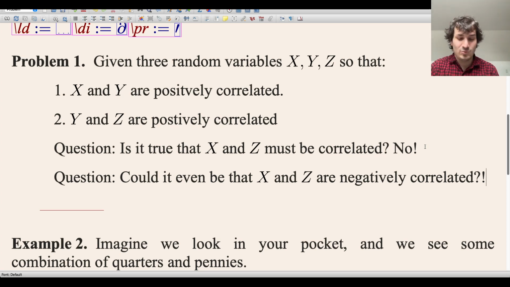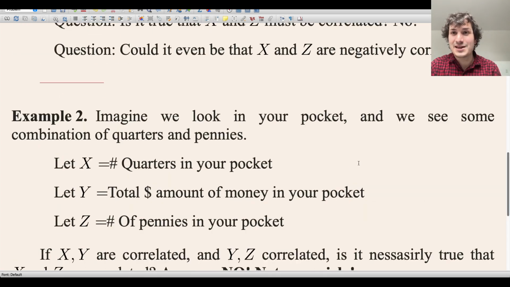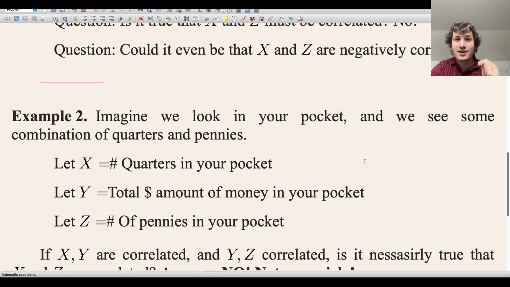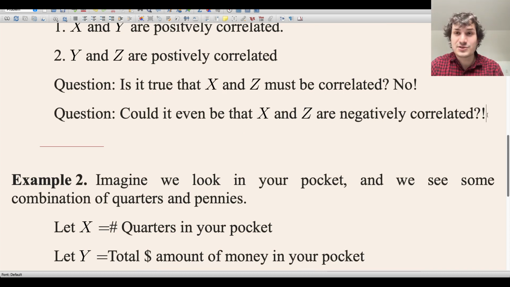And so once again, we're going to do this example with quarters and pennies and money. So think to yourself, do you think it's possible to arrange a situation with quarters and dollars and pennies in your pocket where the number of quarters and the number of pennies in your pocket are negatively correlated, but they're both positively correlated with the amount of money in your pocket? I'll let you think for a second and then I'll spoil the answer.